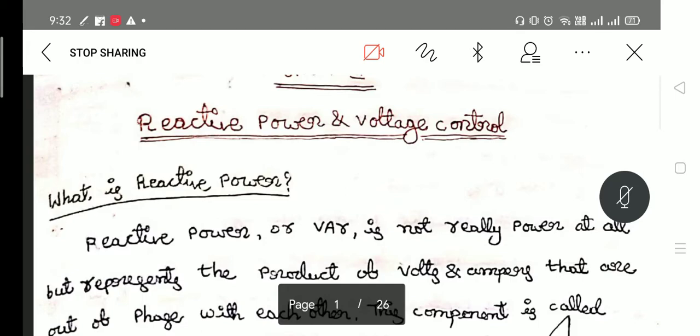In this reactive power control, active power cannot be measured as a negative value, but we can measure reactive power in negative and positive values. For this purpose we can reduce the reactive power in order to improve the efficiency. This is the main advantage of reactive power.